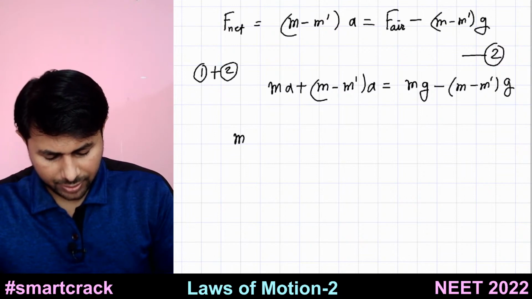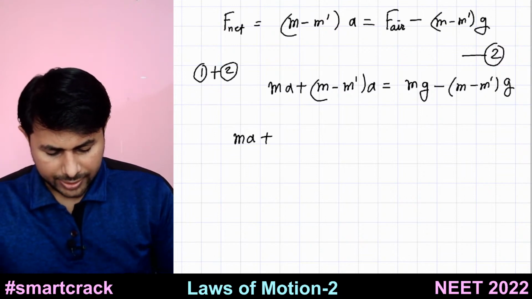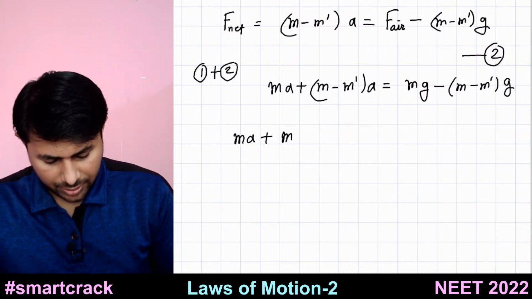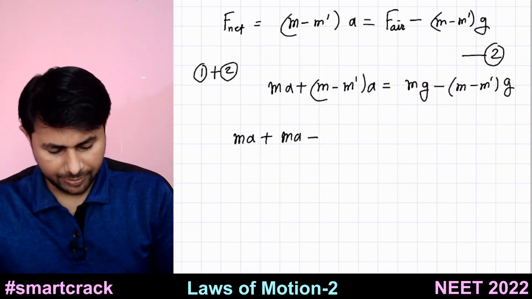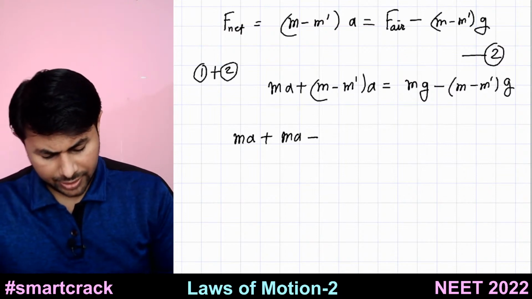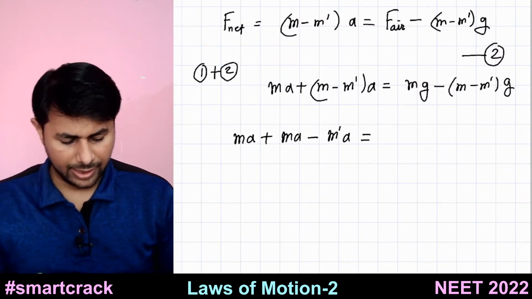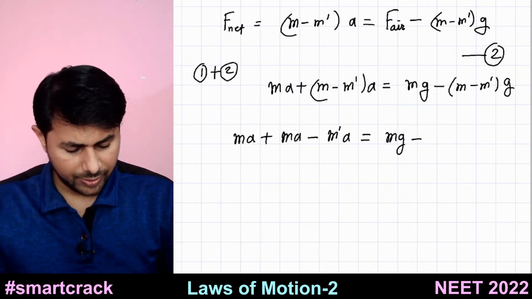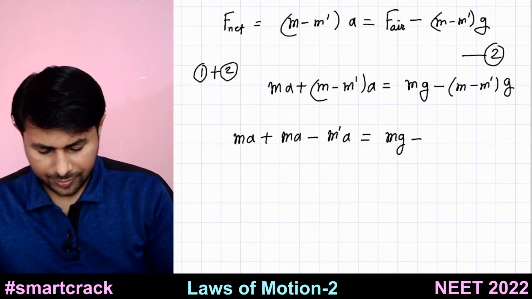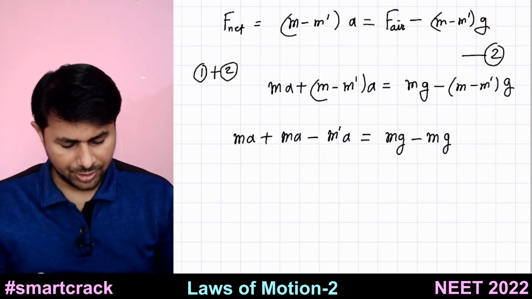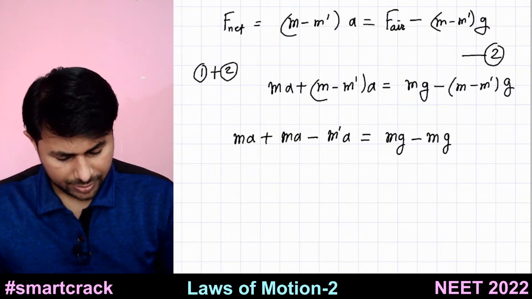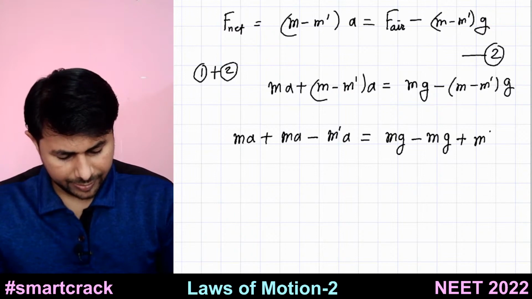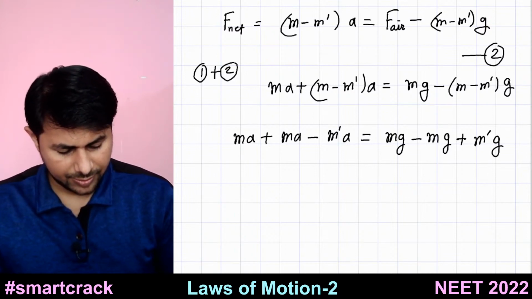So we have m into a plus, if we multiply this, m into a from this term, minus m prime times a, and it's equal to mg minus, from here, m into g, mg, minus minus plus, m prime times g.